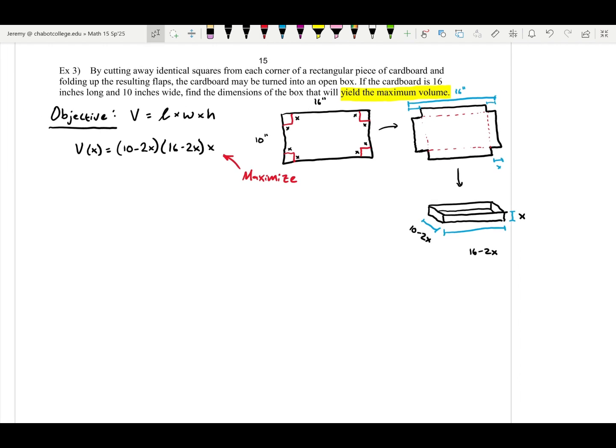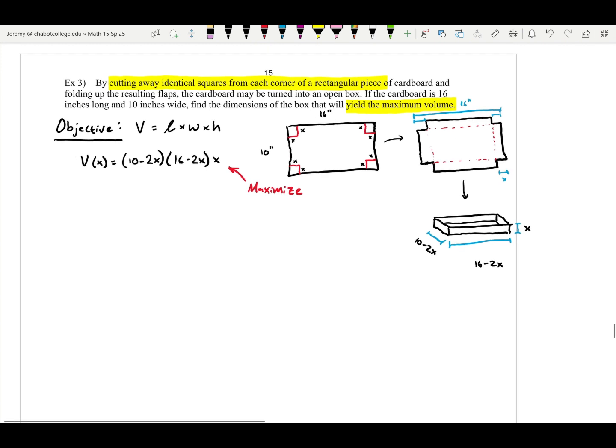Okay, so this one's a little tricky because we don't actually have a constraint. Like I said, this is sort of like a constraint by picture type problem. But like I mentioned, this is a very common type of problem. Whenever you're reading a problem on homework or on a quiz or on a test, as soon as you see this cutting away identical squares from each corner of a rectangular piece of something, you know right away it's going to be this picture. And you know right away that your volume function is going to look something like some number minus 2x, some number minus 2x. So once you've seen one of these problems, you've seen them all.